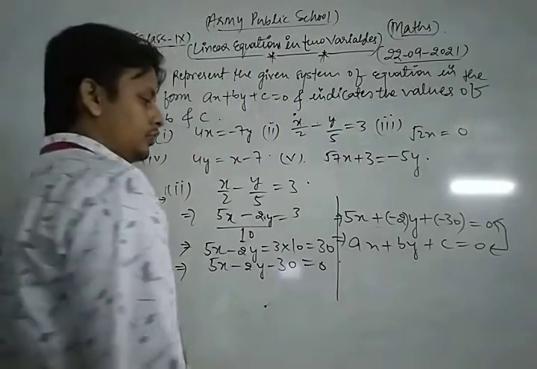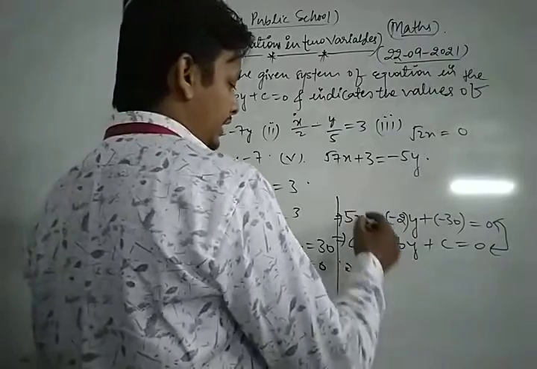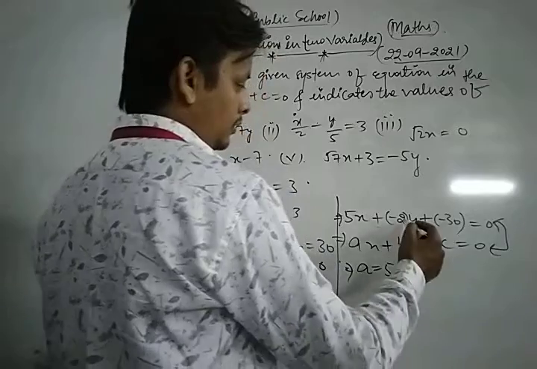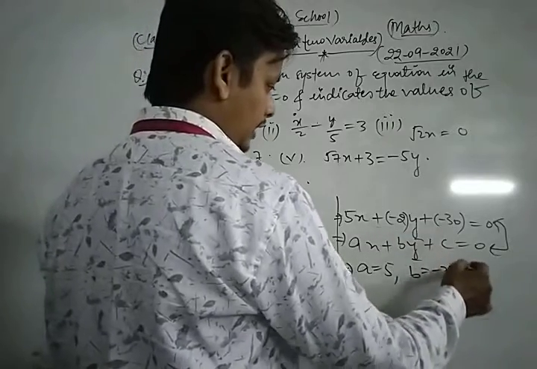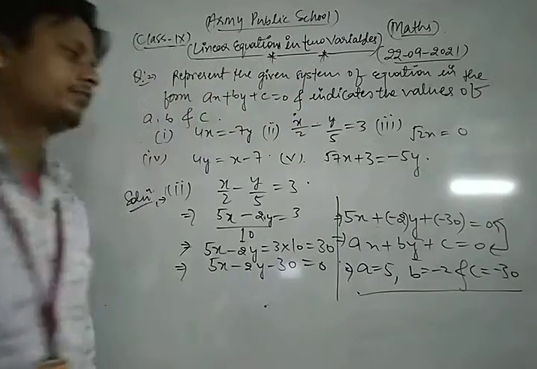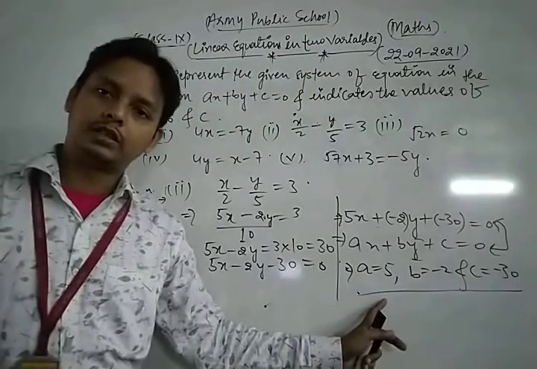If we compare these two equations, we get the value of a is 5, because this is the coefficient of x. The value of b is minus 2, the coefficient of y, and the value of c is the constant term, that is minus 30. So this is the required solution.